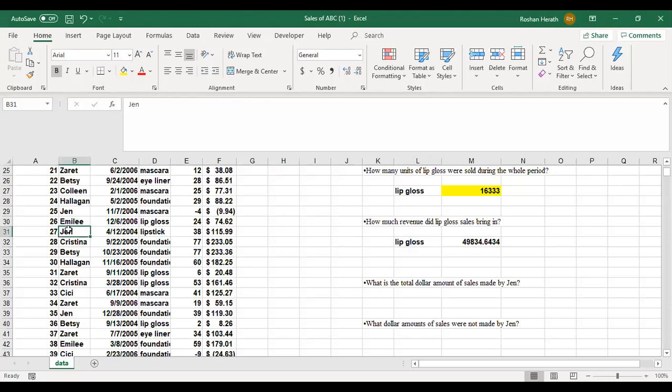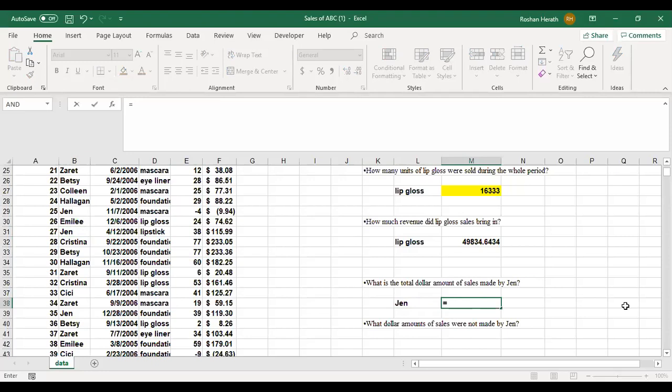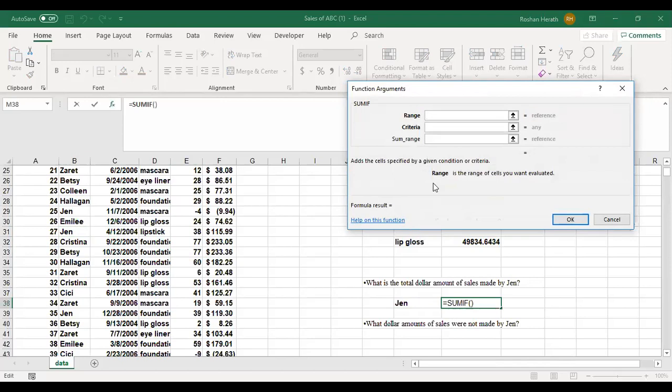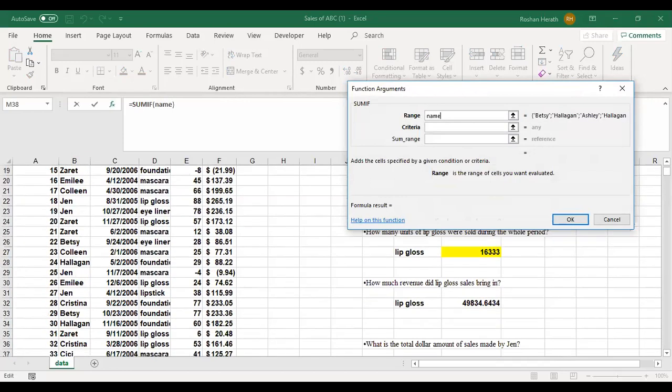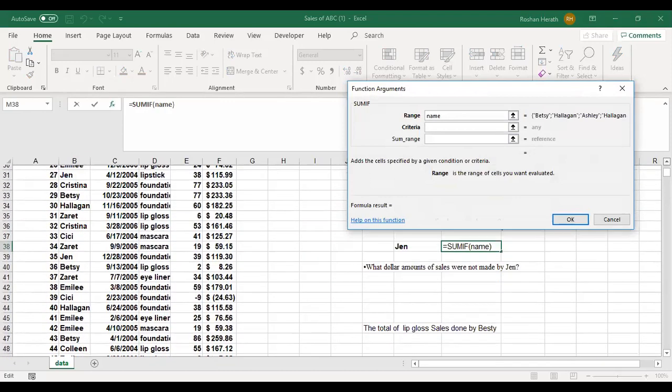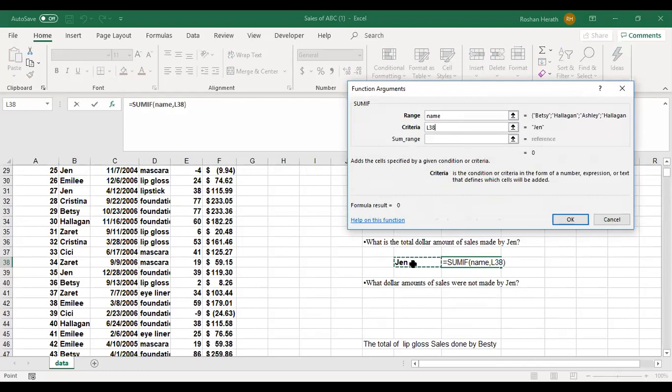Then it asks, what is the total dollar amount of sales made by Jen? Okay, so it is Jen. Let me copy that name and put it somewhere over there. You can take SUMIF as usual. So we are practicing lots of SUMIF, right? The range, we can see that it is in the name column, so I can locate Jen in the name column. The criterion is Jen. Then what is the sum range? The sum range has to be the dollars, since the question is the total dollar amount of sales made by Jen. So Jen has generated $29,050.